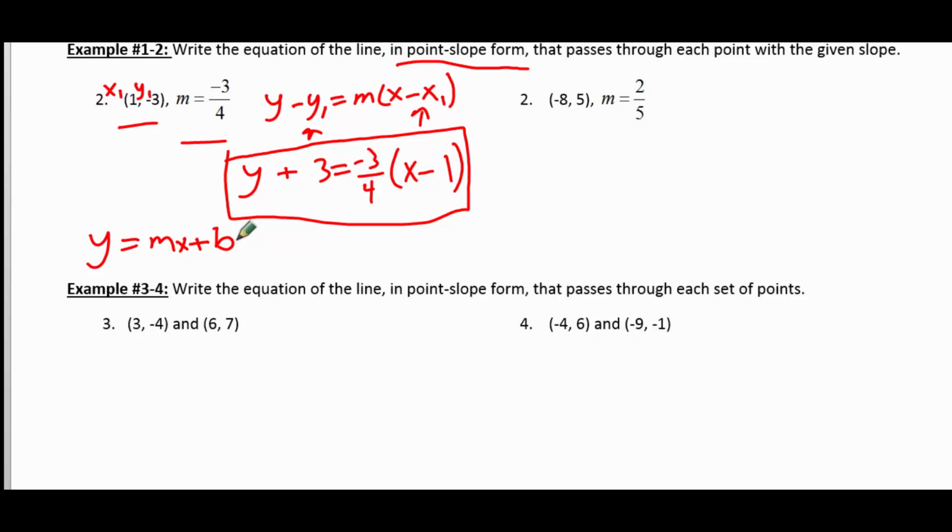And you don't know what the slope is. Or you know what the slope is. There's a slope, but you don't know what the y-intercept is yet. So we'll come back to these problems and talk about how to write the y-intercept. But for now, we're just focusing on writing the equation in point slope form.